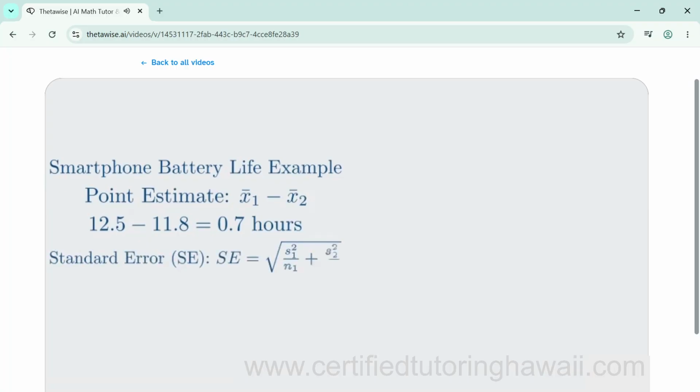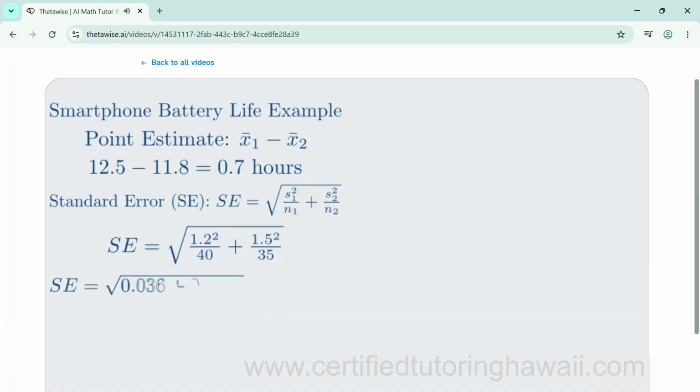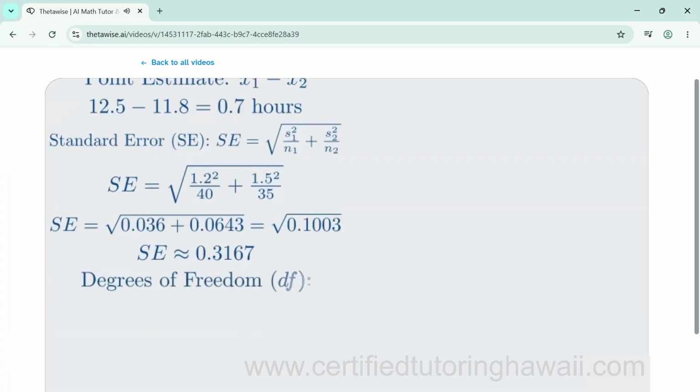Calculating the standard error, we take 1.2 squared over 40 plus 1.5 squared over 35, and take the square root of the sum. Our standard error is approximately 0.3167. Now, we need the critical value, t star, for a 95% confidence level. Using the conservative approach for degrees of freedom, we use 34.